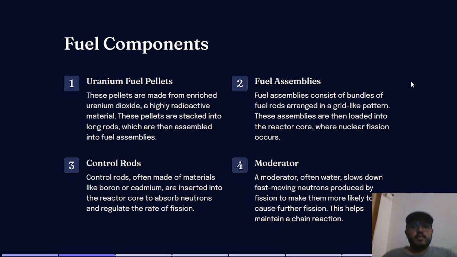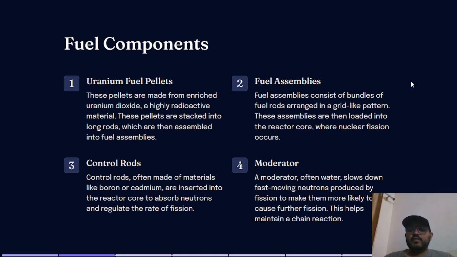Control rods. Control rods are often made of a material like boron and are inserted into the reactor core to regulate the rate of fission.